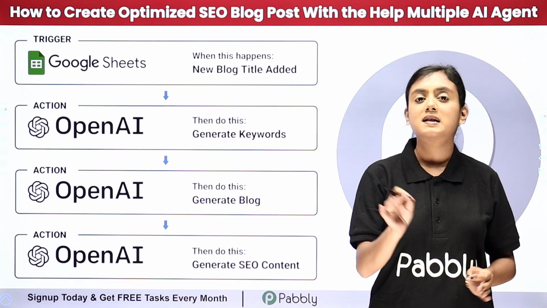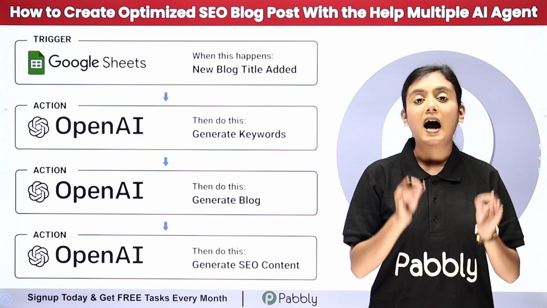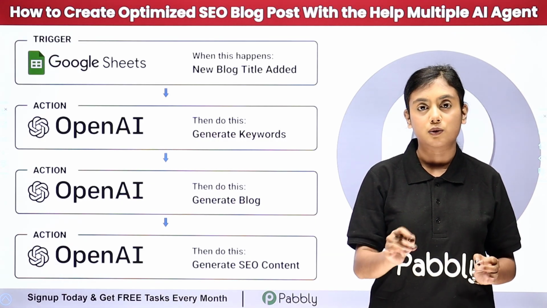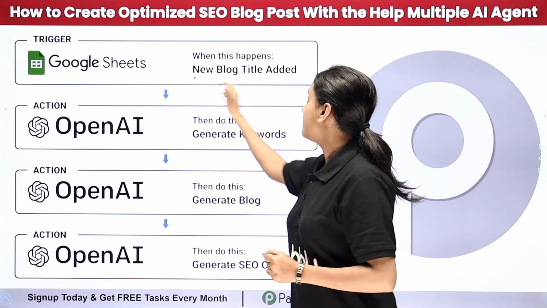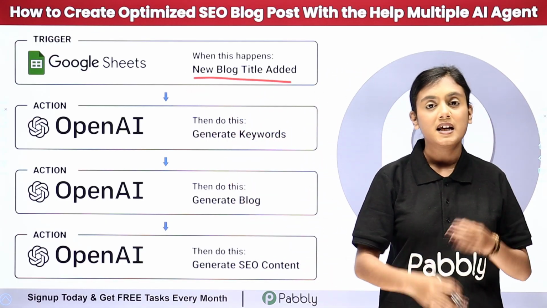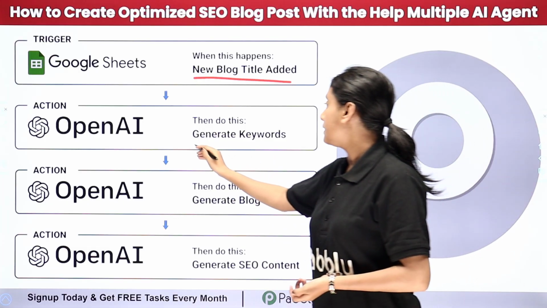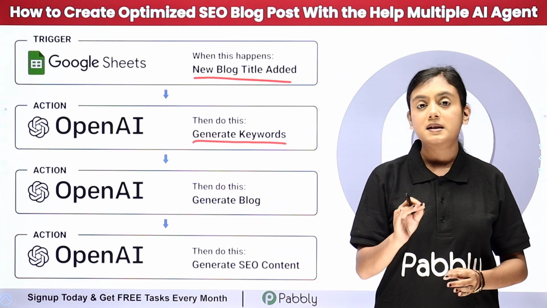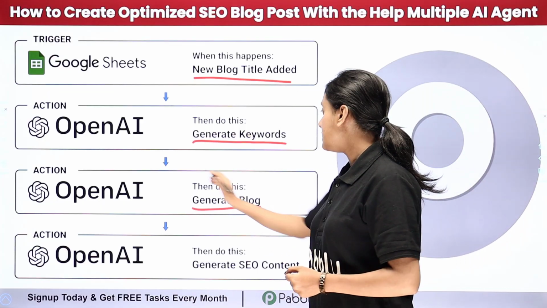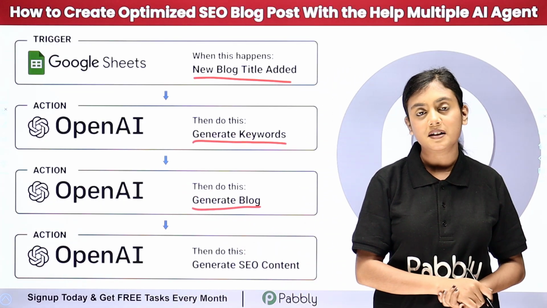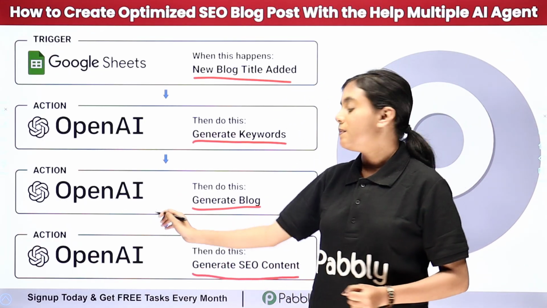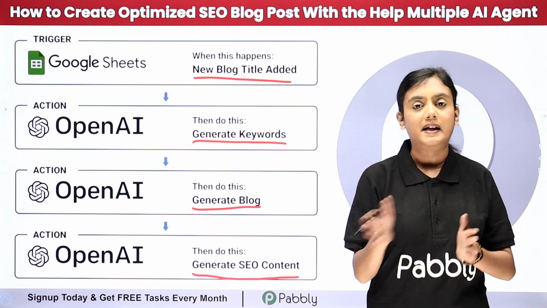Now over here, how this AI agent is going to work is that I am creating the record of all my blog titles in my Google Sheets. As soon as I enter a new blog title in my Google Sheets, using the blog title, the keywords related to that title are going to be generated by my AI agent. Now using the keywords and the title, a blog is going to be firstly generated using another AI agent, and as the blog is generated, the SEO content for that same blog is going to be generated by my third AI agent.